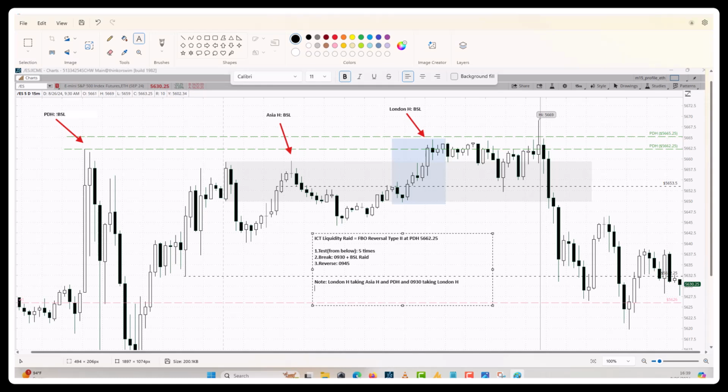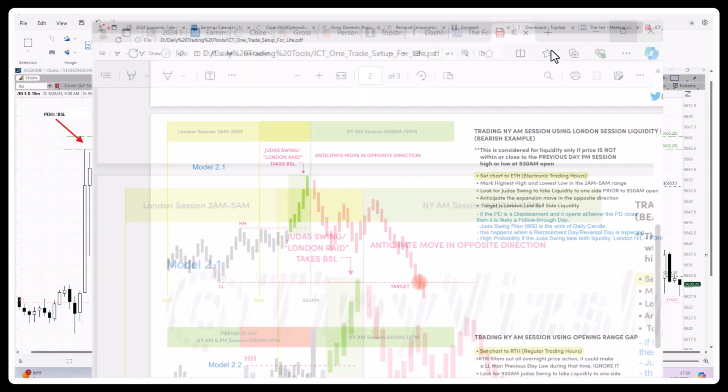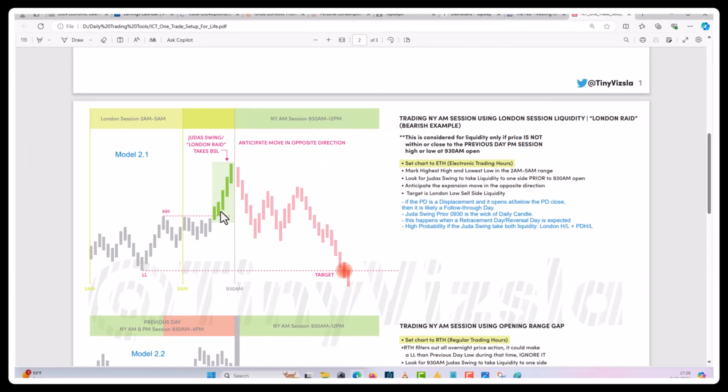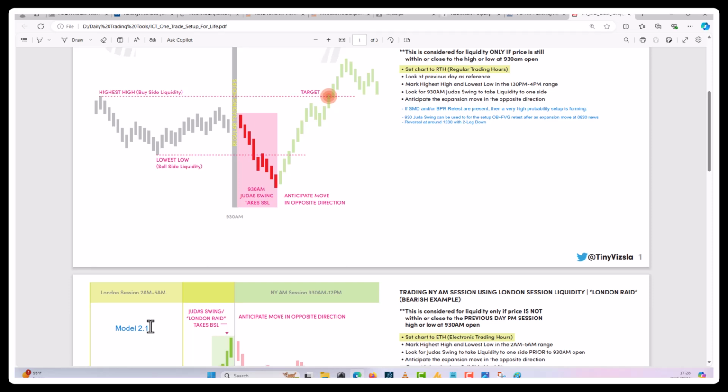Type 2 reversal setup. So it basically is a 4 breakout setup. You see that? And reversal type 2. But it's blended with the ICT concept about liquidity raid. In this case, we have the 9:30 raid, the buy-side liquidity of London, and it raided the Asian also, and then it also raided the previous day high right there. So it's not exactly a single model, it's a blend between model 1 and model 2.1 right here.